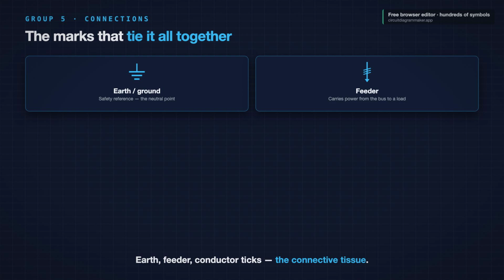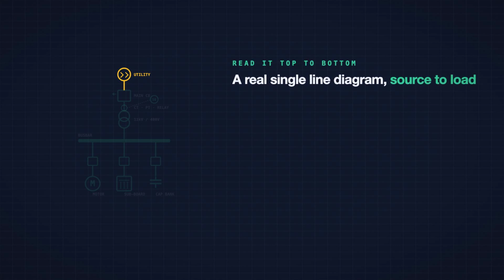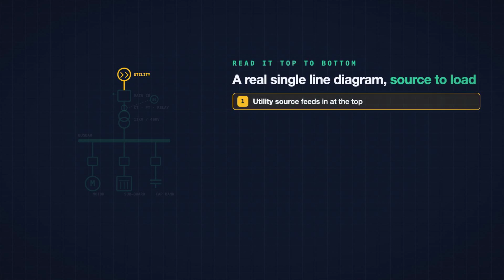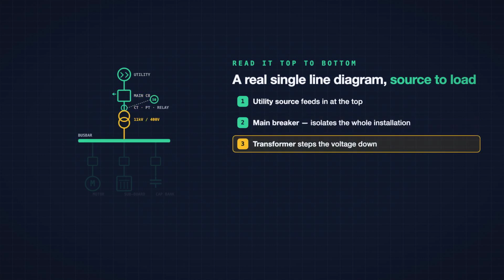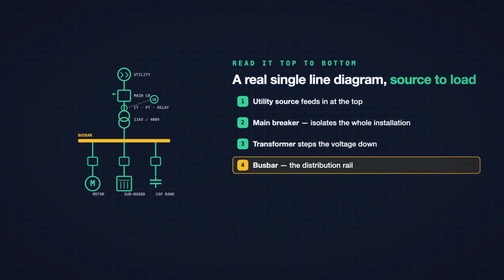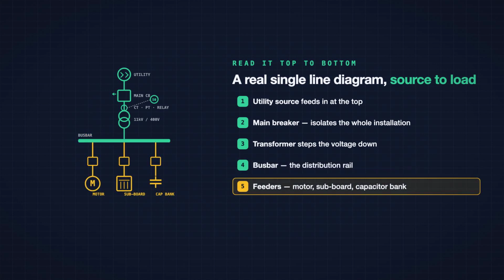Now let us put it together and read a real single-line diagram, top to bottom, because that is exactly how you read one. Start at the top. The utility source feeds in. Straight below it, the main circuit breaker, the one switch that isolates the whole installation. Below the breaker, the transformer steps the incoming voltage down to a usable level. Its output lands on the busbar, that thick horizontal rail across the middle.